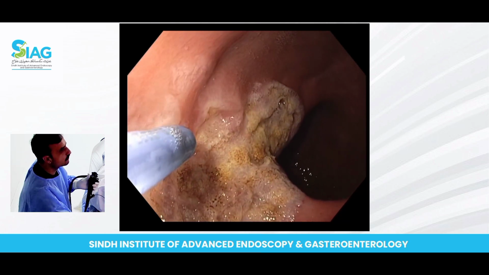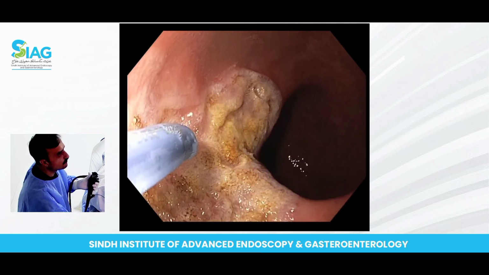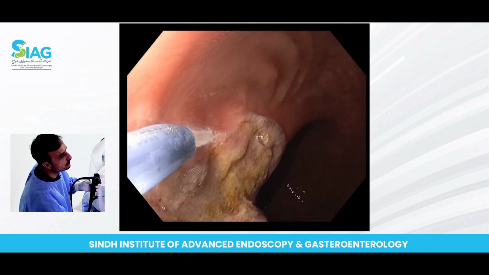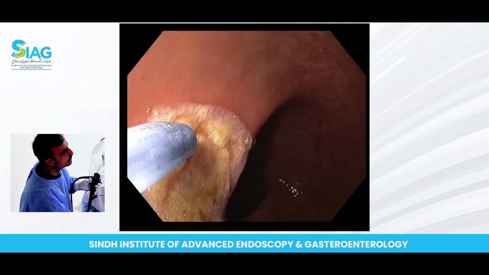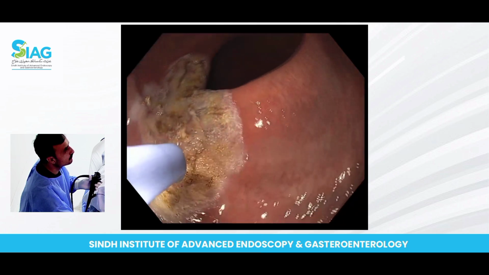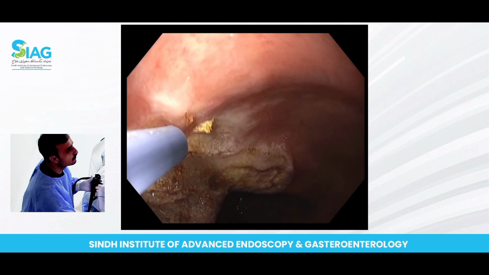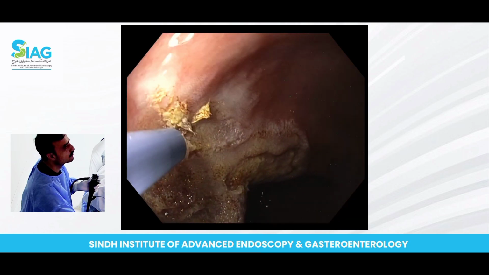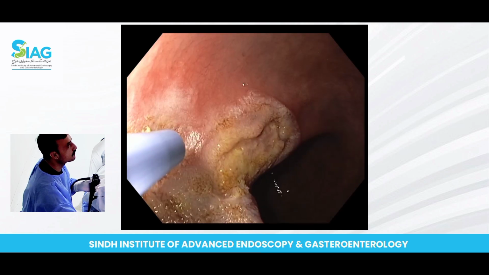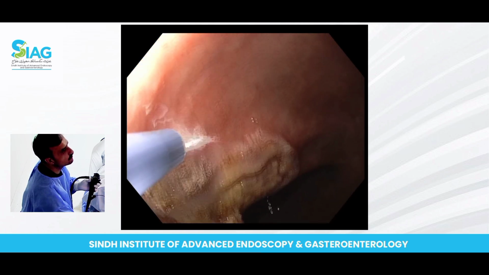Now you can see that nearly 60 to 70% of the surface has been coagulated. Few areas are left. We will try to do the coagulation here as well. You can appreciate that I am turning my scope towards that area.